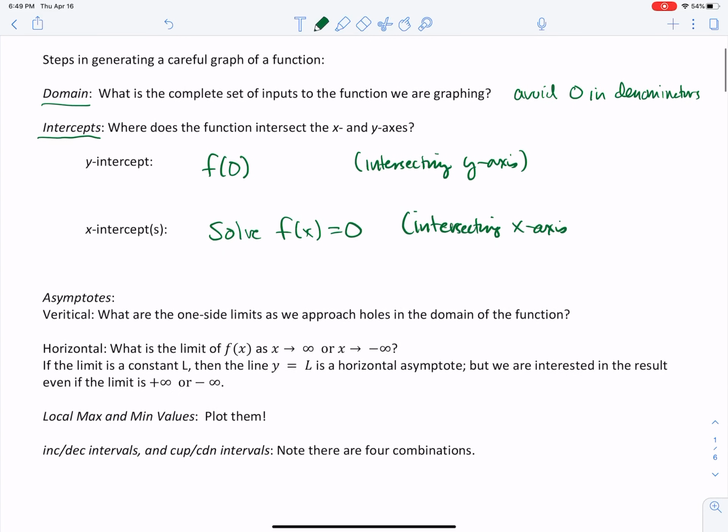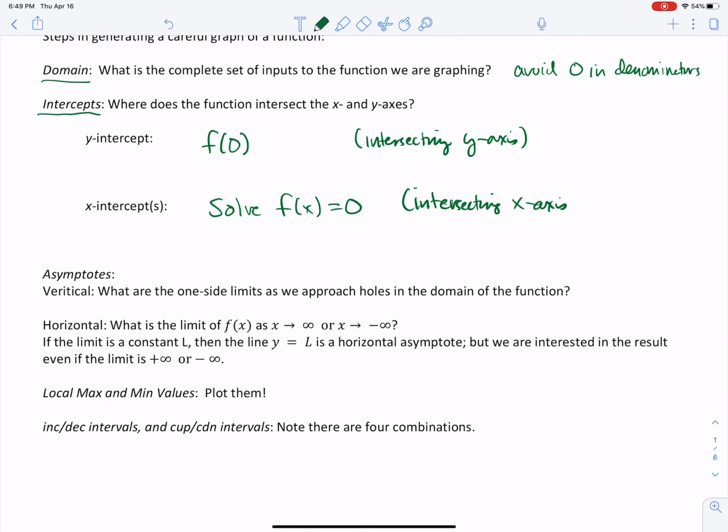Then another thing that we want to do is think about asymptotes of a function. And so we want to go back and think about vertical asymptotes. I misspelled vertical here. Vertical asymptotes are going to occur when we get a positive or negative infinity out of a one-sided limit as we approach holes in the domain of our function. And for horizontal asymptotes, we want to look at the limit as x goes to infinity of a function. And if we get a finite number out from that limit, then you want to recall that y equals L, where L is that limit, is a horizontal asymptote.